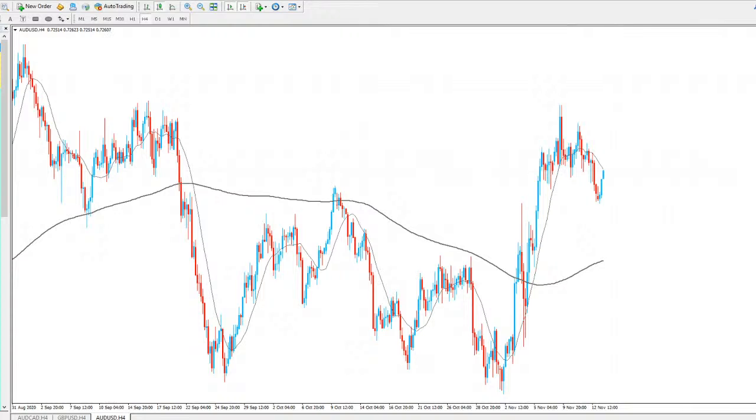But like I said, we've got another live stream, so I'm going to talk you through what's happening in the charts and see if we've got any opportunities coming up. So I'm going to start with AUD/USD.